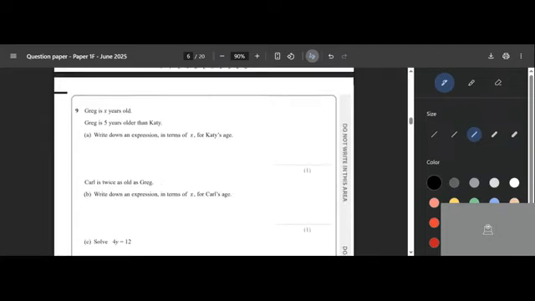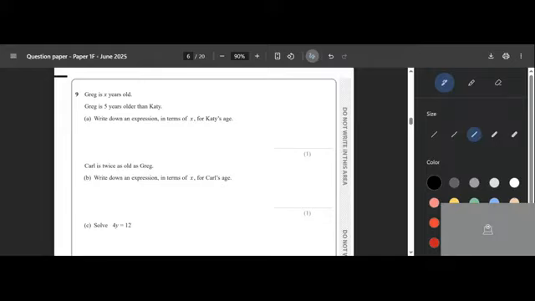Then we can proceed now to question 9. Question 9, you're told that Greg is X years old. Then Greg is 5 years older than Katie. So if Greg is 5 years older than Katie, write down an expression in terms of X for Katie's age. There are two ways in which you can write our answers here.